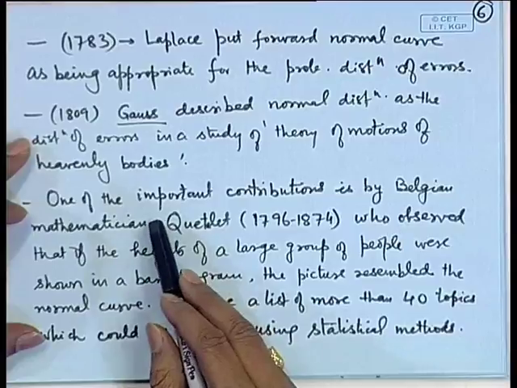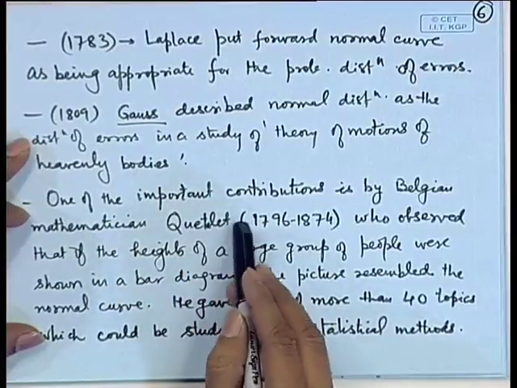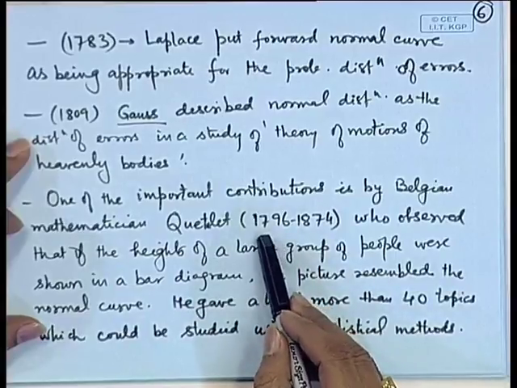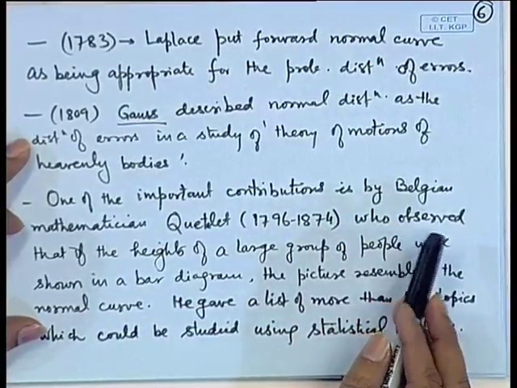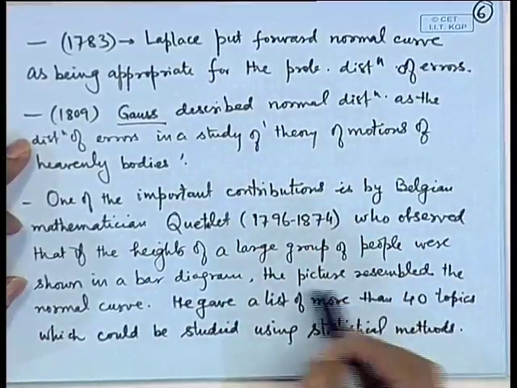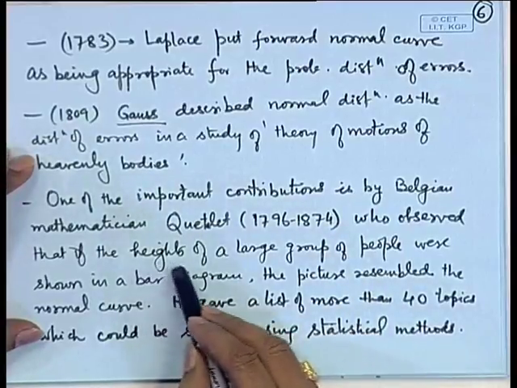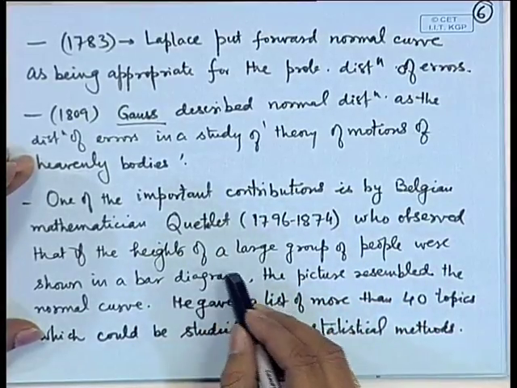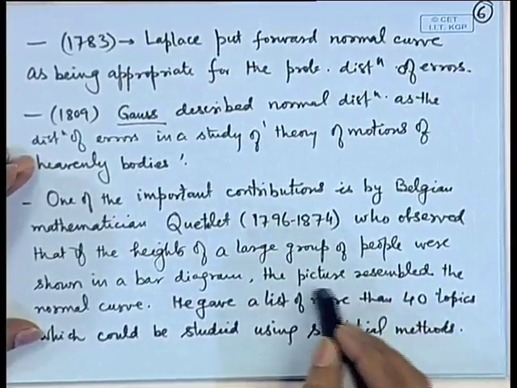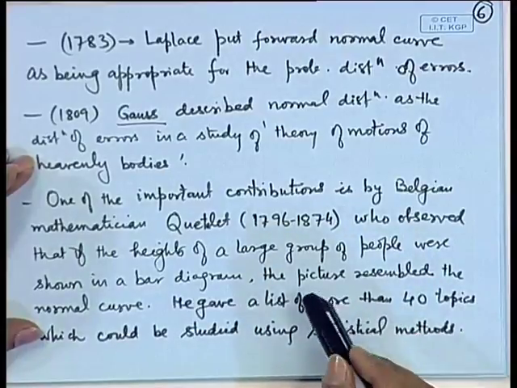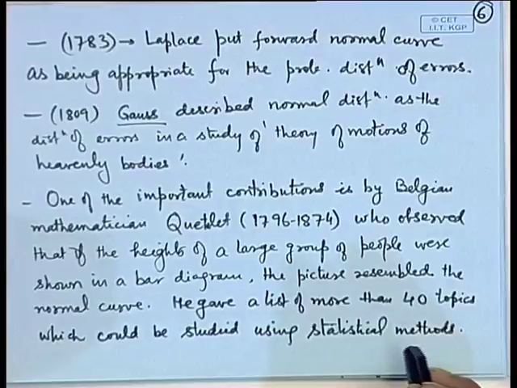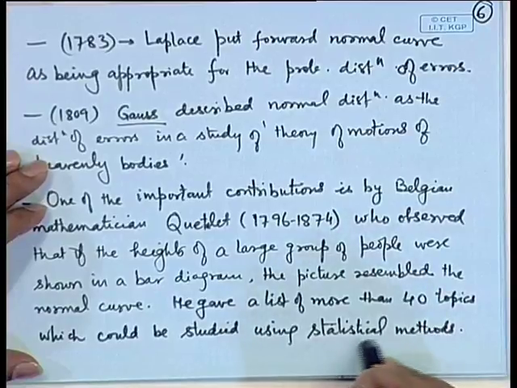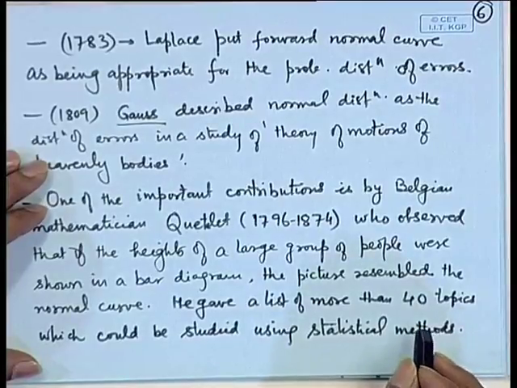However, the most appropriate usage of statistical methodology was probably done by the Belgian mathematician Quetelet, who lived from 1796 to 1874. Apart from planetary motions, he studied the usual statistics such as the heights of a large number of people. He said that if we represent this distribution of heights using a bar diagram, then the picture resembles that of a normal distribution. He prepared a list of more than 40 topics and submitted it to the British Statistical Association, saying that all these topics can be studied using statistical methods.